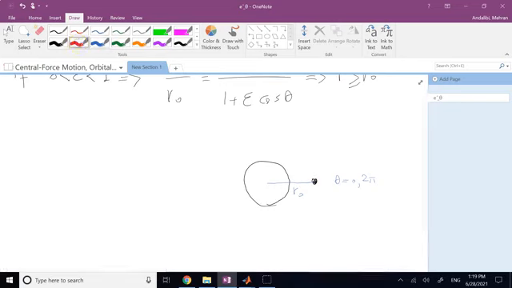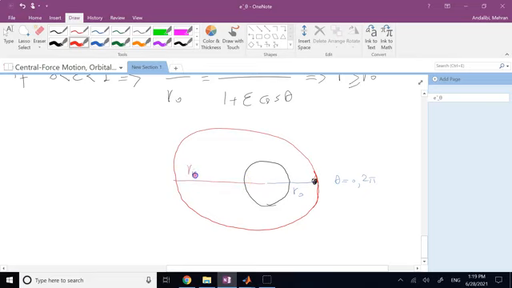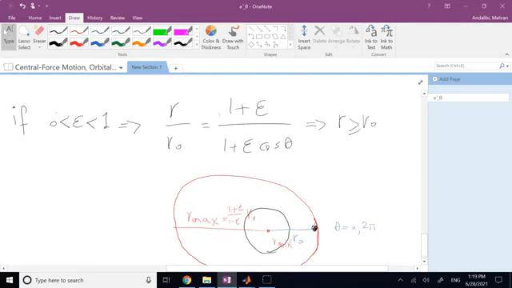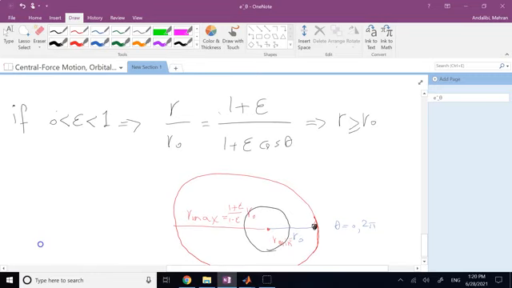And if you plot this, what you will get is an ellipse like that. This is your r max, this is your r min, which is the same as r naught. And your r max is 1 plus epsilon over 1 minus epsilon times r naught, of course. The equation will be an elliptic equation, and you can show that if you want. It's not that hard to show it is elliptic.